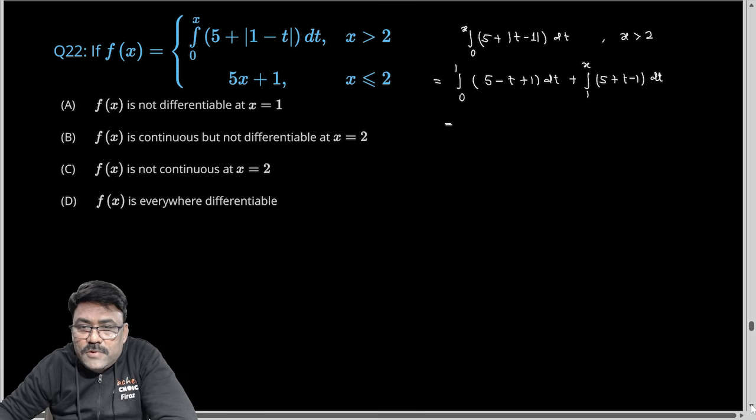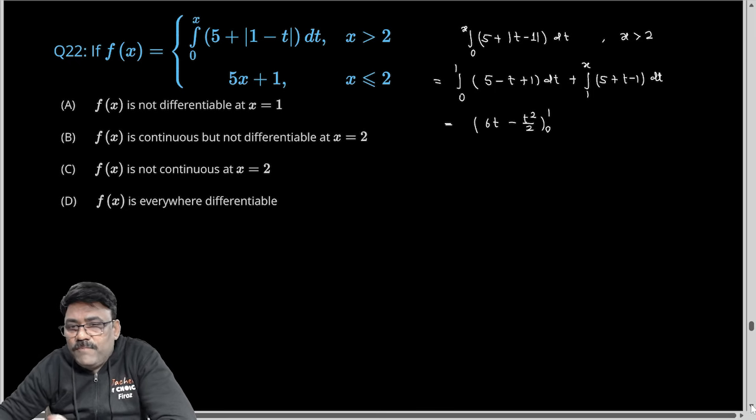So it is 0 to 1, 6 minus t dt. So integration will be what? 6t minus t square by 2 in 0 to 1. And here 4 plus t, so 4t plus t square by 2.